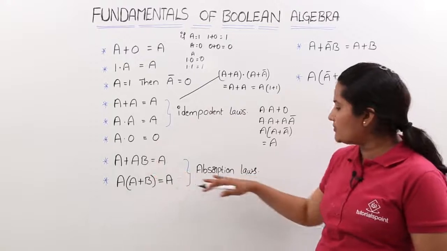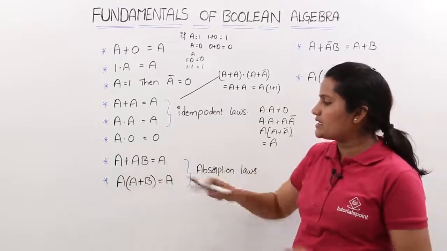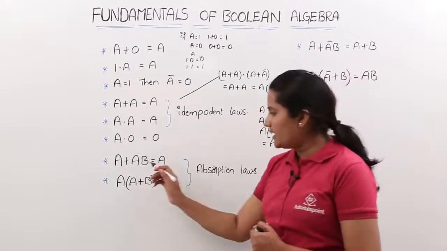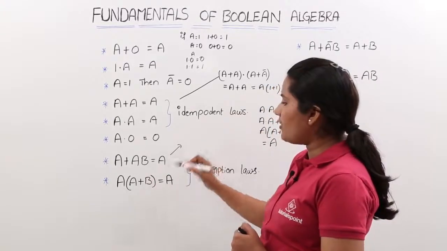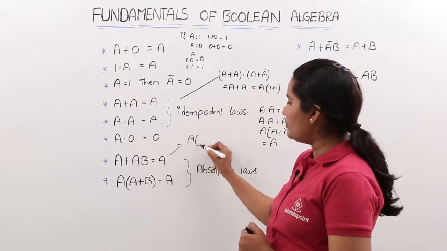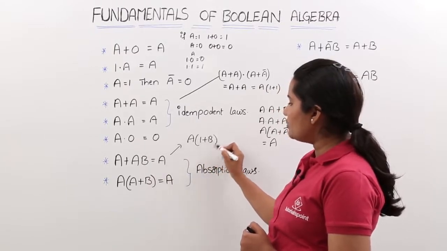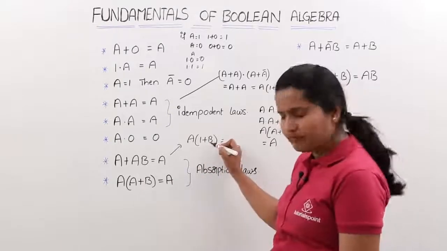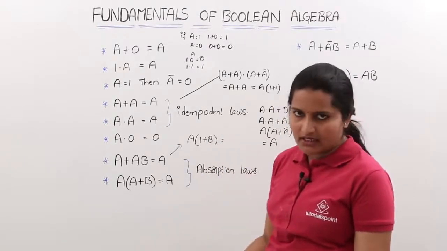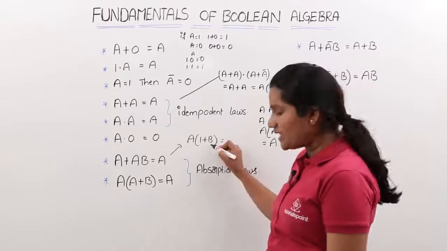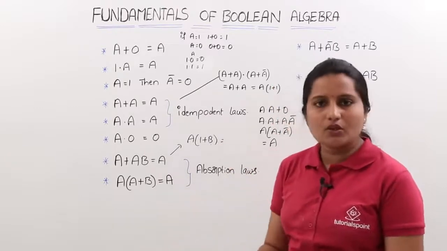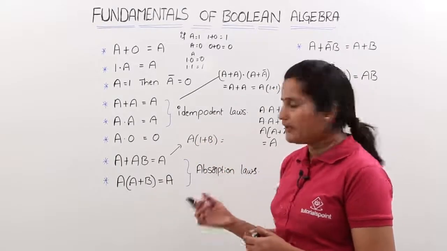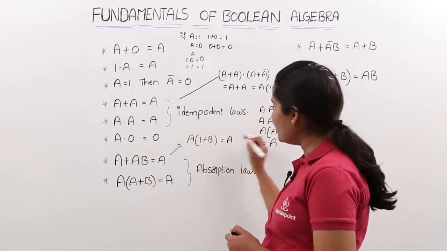Next, we have absorption laws like A plus AB is equal to A. Here you can just take common of A. So, that means A into 1 plus B will come. So, this is equivalent to 1 plus anything. For example, if B is equal to 1, 1 plus 1 is equal to 1 only. If B is equal to 0, 1 plus 0 is also 1. So, A is multiplied with 1 always. So, definitely the value is equivalent to A here.